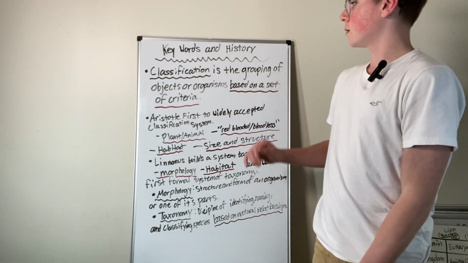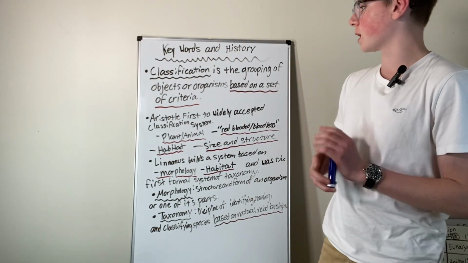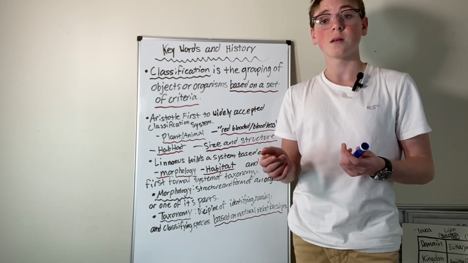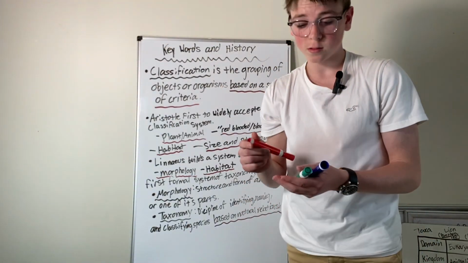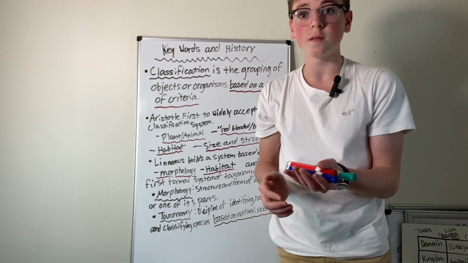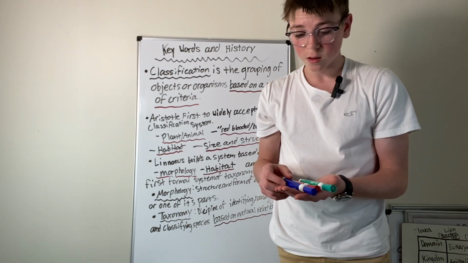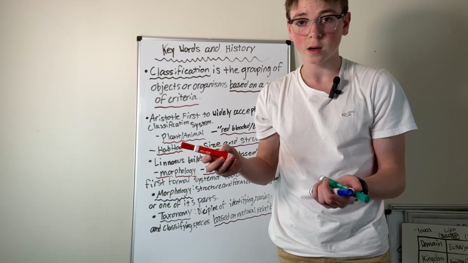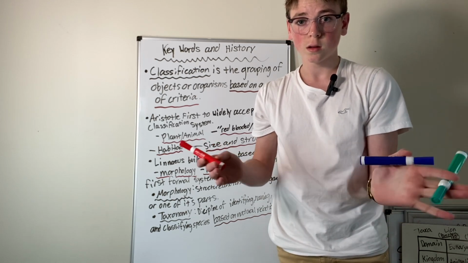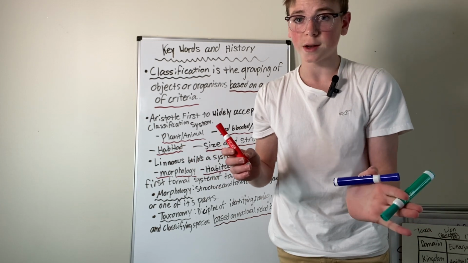First, classification is the grouping of objects or organisms based on a set of criteria. So you give criteria. If you just say markers, and that is your criteria, well, all of these would be grouped together. But if you say red marker, well, this one would be out here. You say green marker, this one would be over here, and you say blue marker, it's over here. So if you base it on color, they're not in the same group.